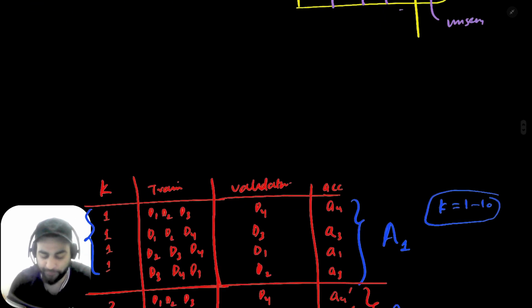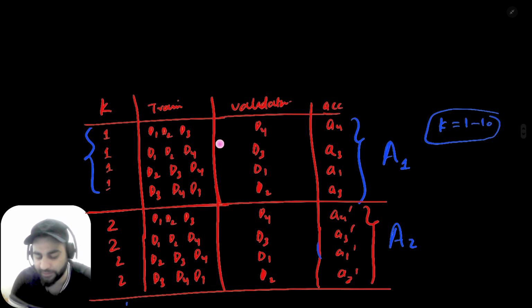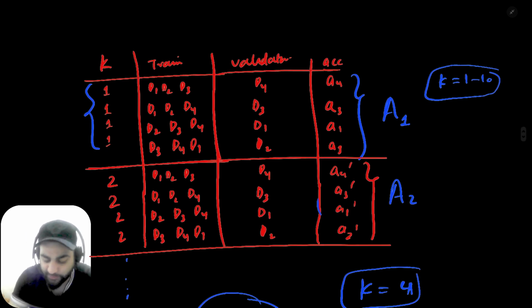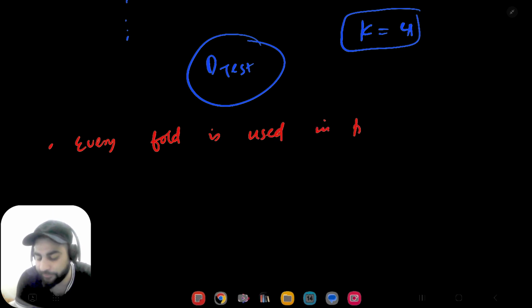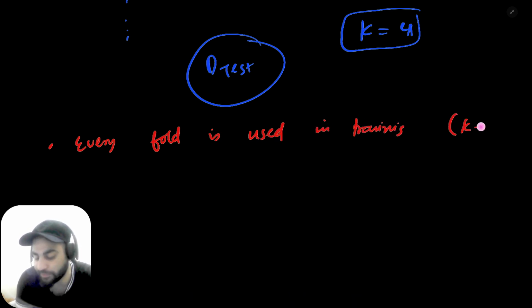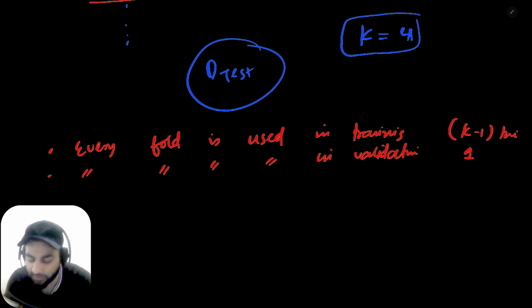Then for each of these folds, we'll use it k minus 1 times in the train and 1 time in the validation. So it is here used as validation 1 time, and if you see this D4, D4 is used in training k minus 1 times. So I can write it here. Every fold is used in training how many times? K minus 1 times. And each fold is used in validation how many times? 1 time. Okay?